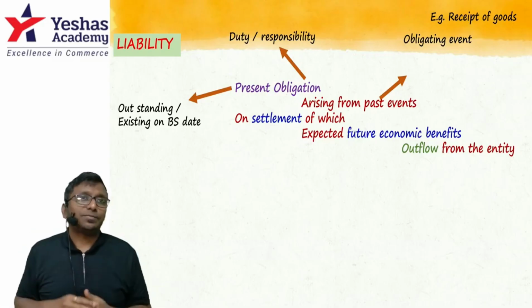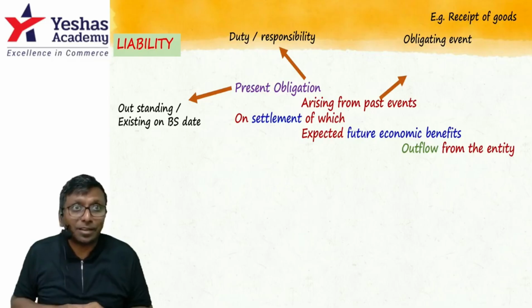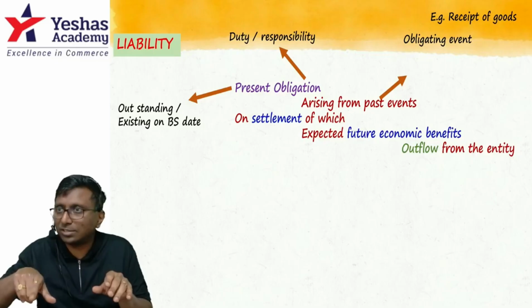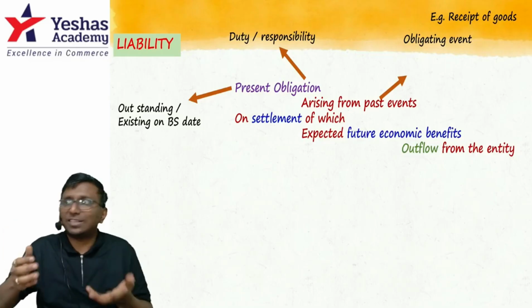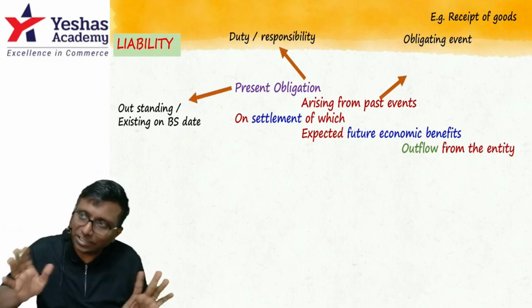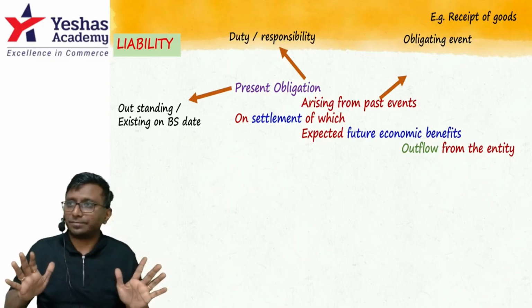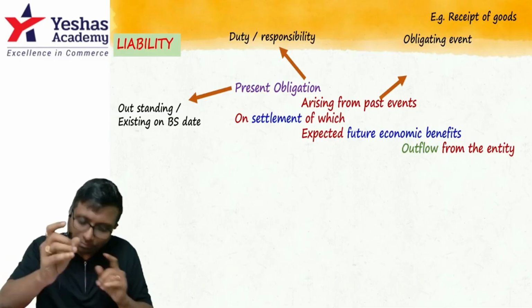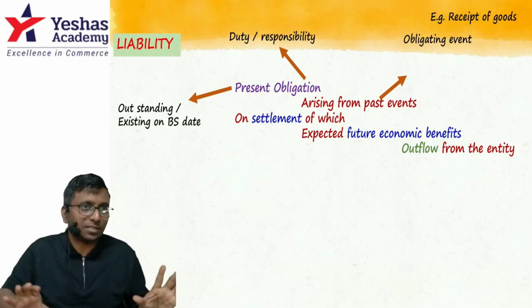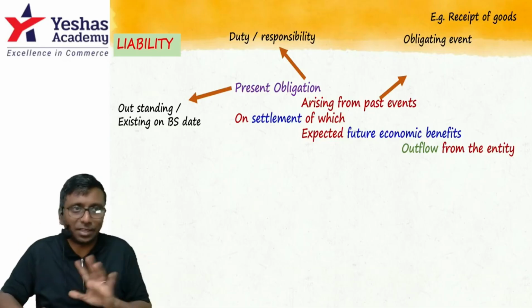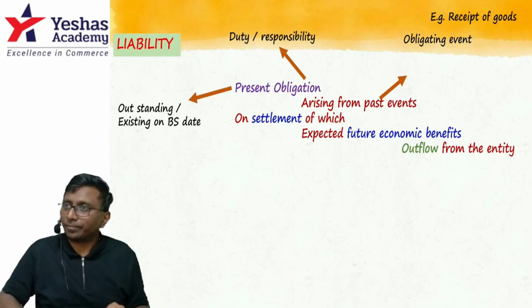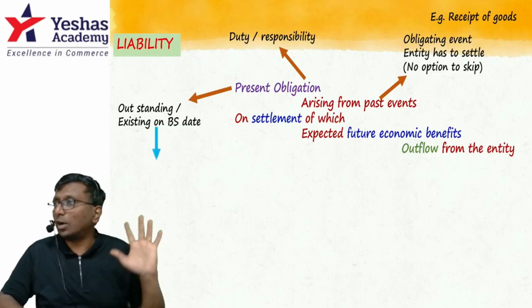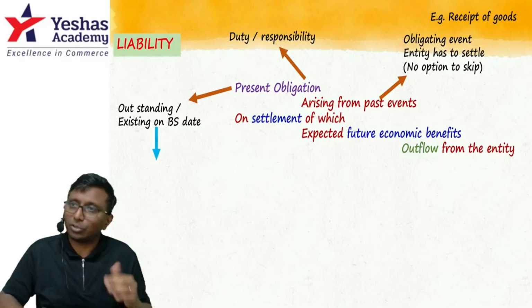Right. What will bind you to settle? Not this agreement alone. When they deliver the goods, that will bind me. Once they delivered the goods, am I supposed to settle it? You have to settle it. Once they give the goods, do they get the right to ask you money? They get the right to ask me money. Then liability comes into the picture, till that time, no. So it is an obligating event. The entity has to settle. There is no option to skip. No option, you have to do it.